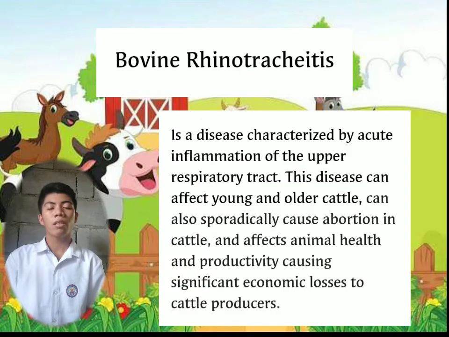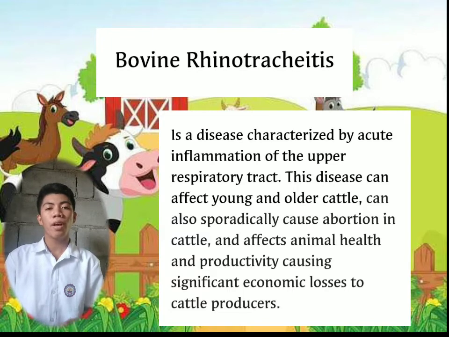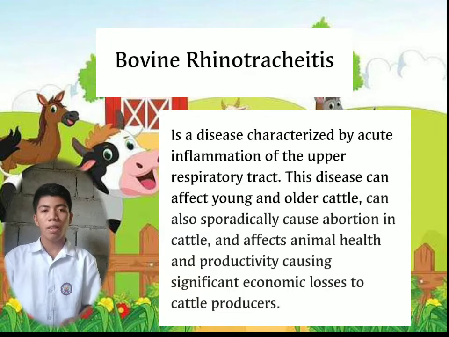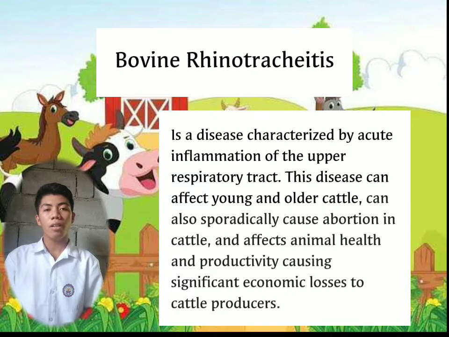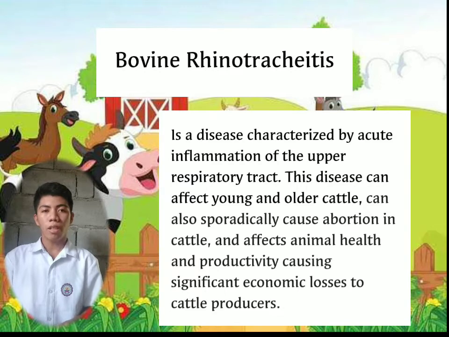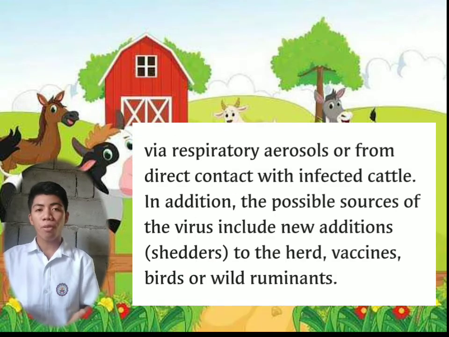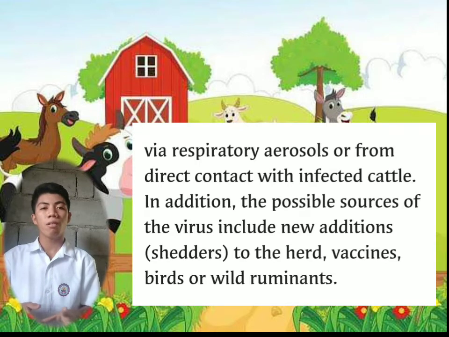It is a disease characterized by acute inflammation of the upper respiratory tract. This disease can affect young and older cattle. It can also sporadically cause abortion in cattle and affects animals' health and productivity, causing different economic losses to cattle producers. It can be transmitted via respiratory aerosols or from direct contact with infected cattle.